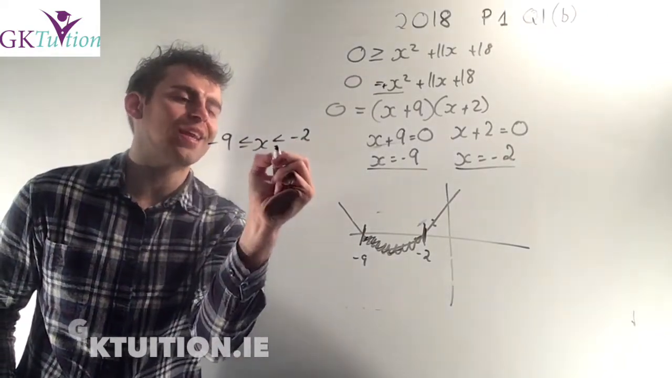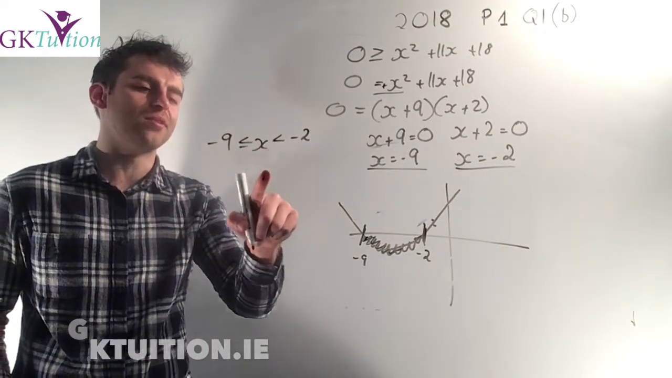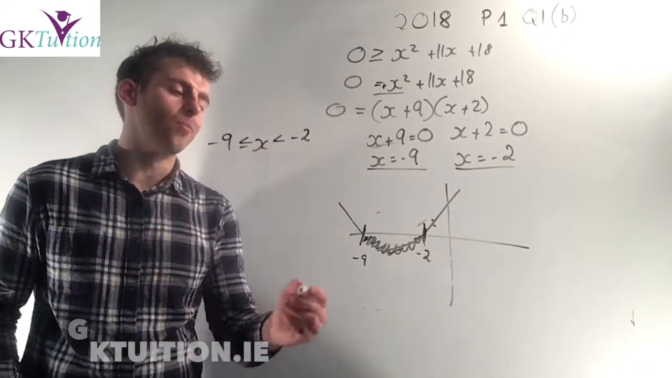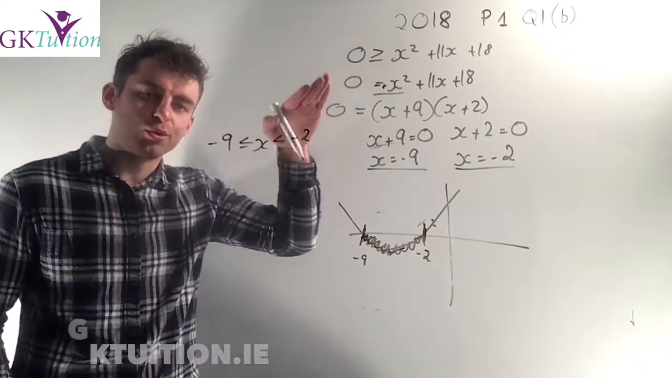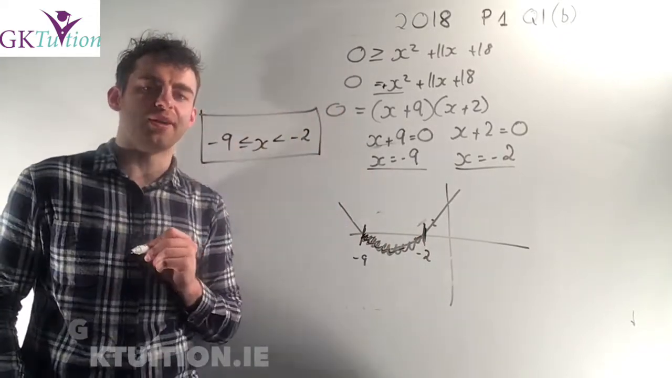Rather than a less than or equal to sign, you have to get rid of the equal to because x can't be equal to minus 2. So your answer is x is greater than or equal to minus 9 but less than minus 2. In other words, from here to here, the quadratic is below the x-axis. So your final answer in that case is this bit here.